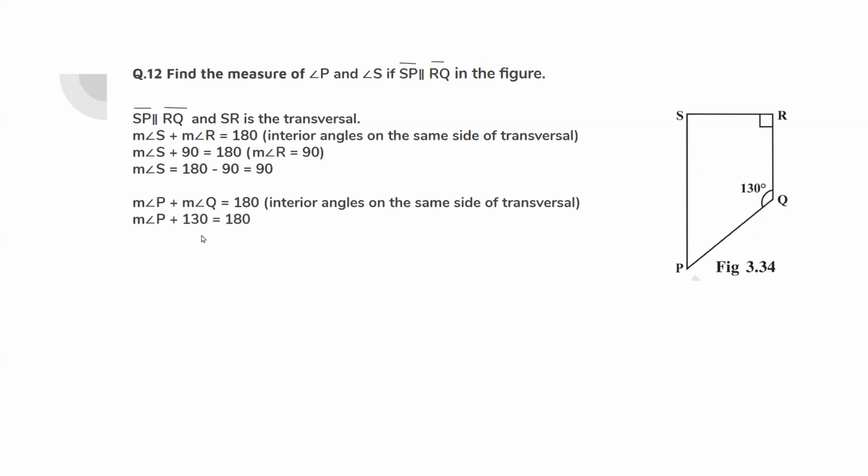Measure angle P plus angle Q is 130. Substituting, we will get measure angle P plus 130 equal to 180. So measure angle P equals 180 minus 130 equals 50. So we have measure angle S equal to 90 degrees and measure angle P equal to 50 degrees.